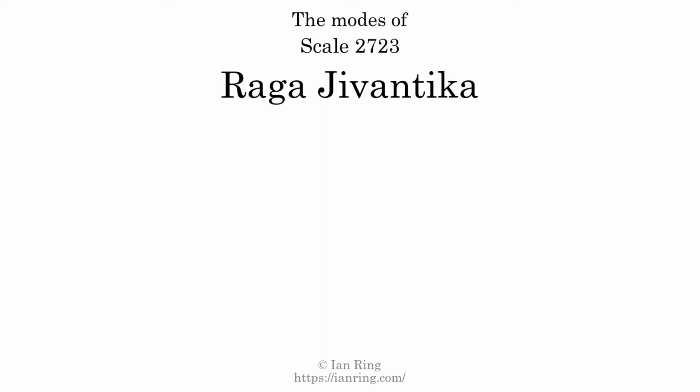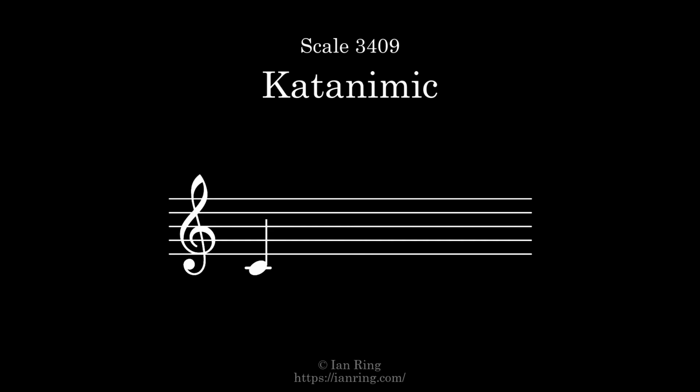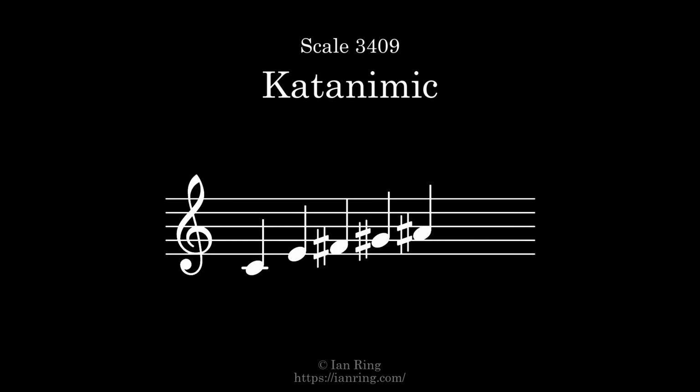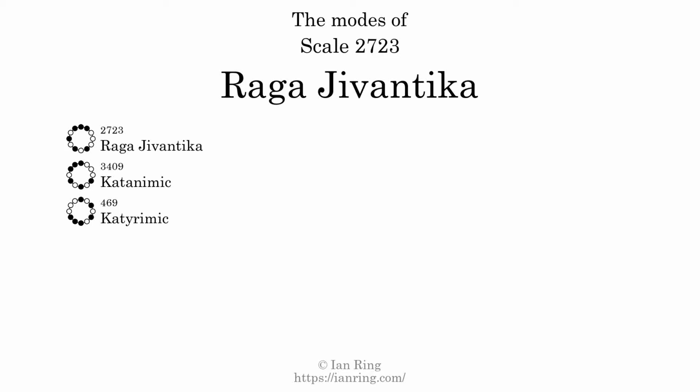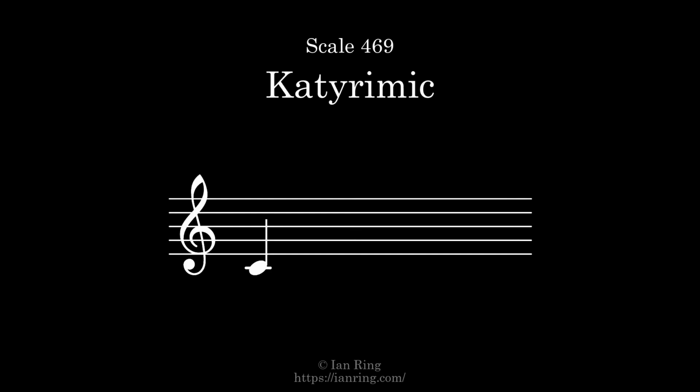This scale has 6 modes. The first mode is itself. The second mode is scale 3409, also known as catonymic. It sounds like this. The third mode is scale 469, also known as catonymic. It sounds like this.